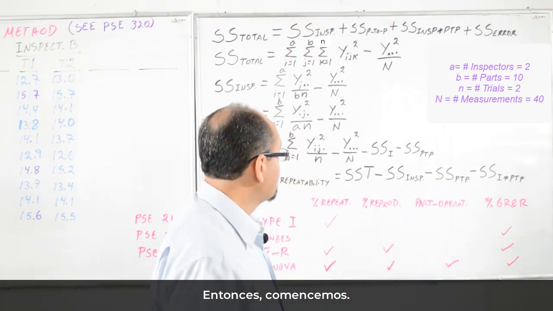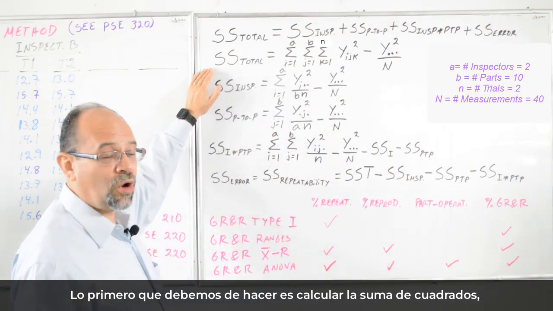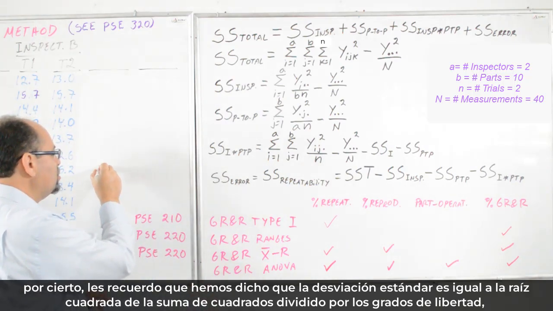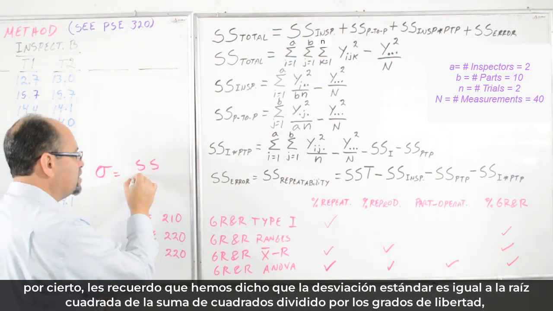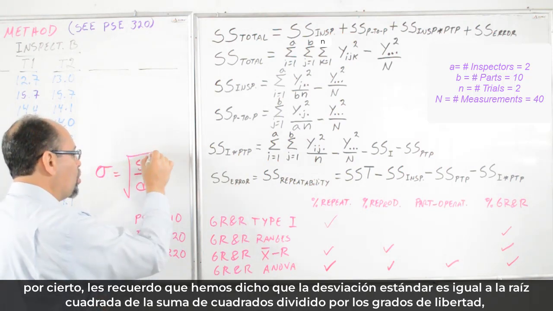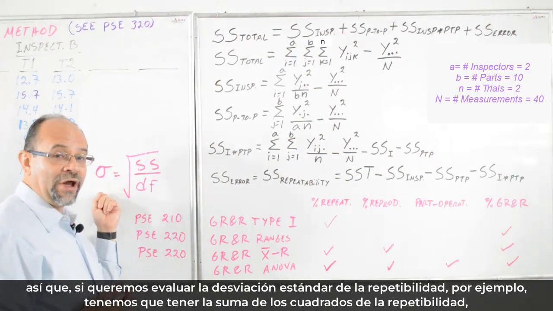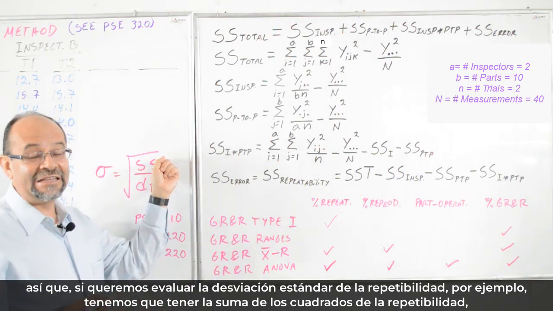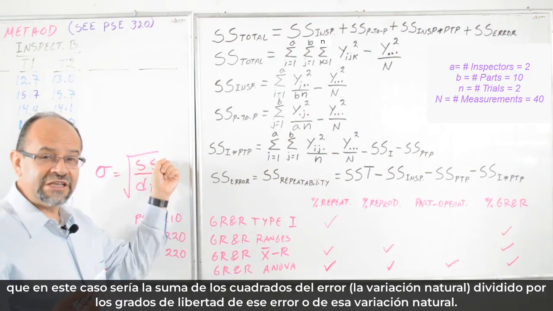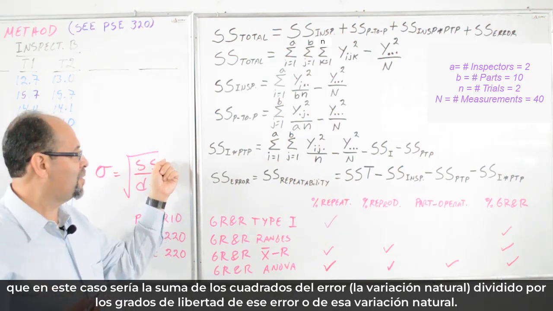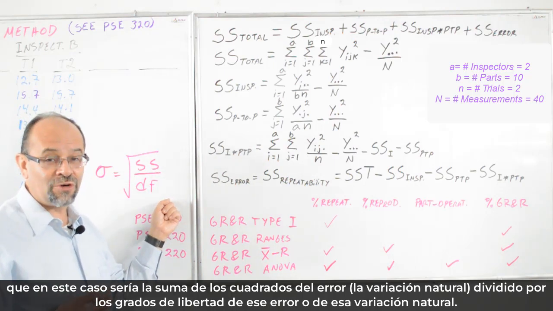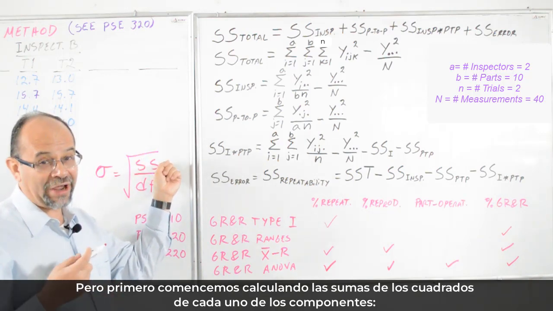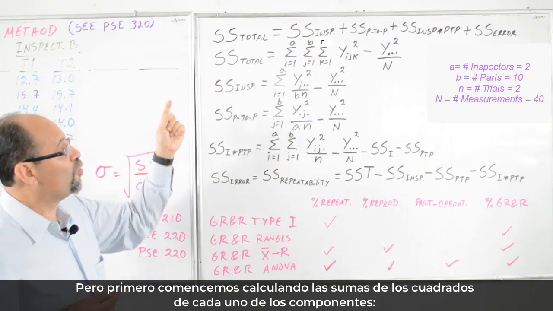Well, let's start. The first thing to do is to calculate the sum of squares. By the way, I remind you that I have said that the standard deviation is equal to the square root of the sum of squares divided by the degrees of freedom. So, if we want to evaluate the standard deviation because of the repeatability, for instance, I have to get the sum of squares of the repeatability, which in this case will be the sum of squares of the error, the natural variation, divided by the degrees of freedom of that error.